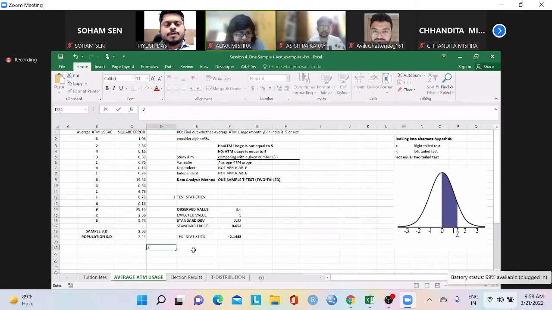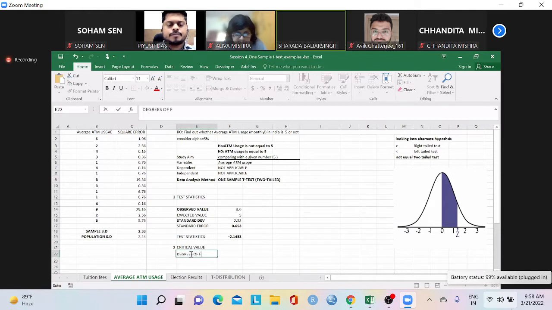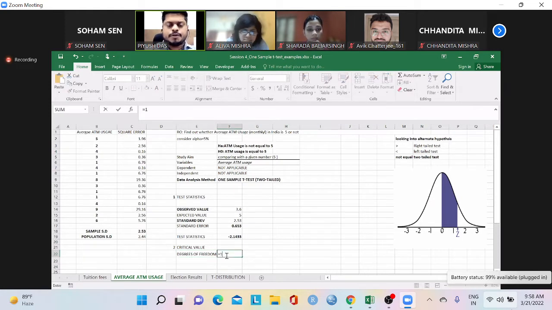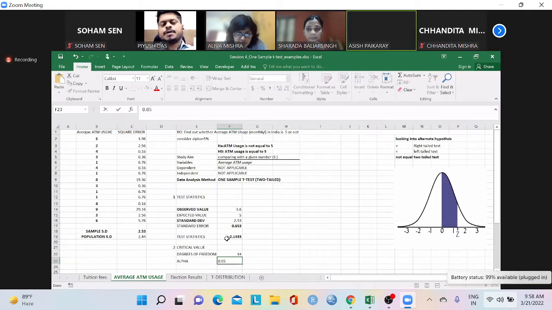Now the second step is your critical value. What will be your degrees of freedom? 14. Correct. So degrees of freedom is still n minus 1, that is 15 minus 1, 14. Now the alpha part, right? What alpha is given to you? Alpha is 5%, 0.05, right?